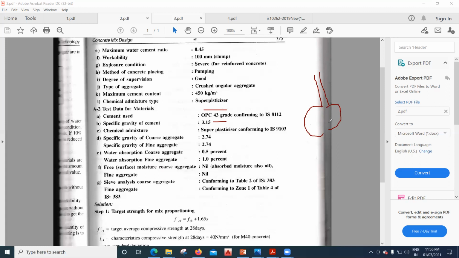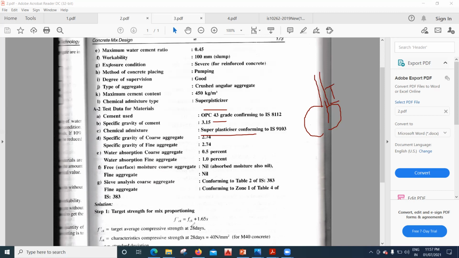First we put the cement in, then we put in the kerosene, and we find out by how much volume it gets displaced. Then there are certain formulas with which we can find the specific gravity. For chemical admixture, it's given as superplasticizer conforming to IS 9103. Again, it depends on which company's superplasticizer you are going to use, and that also makes a difference from company to company.